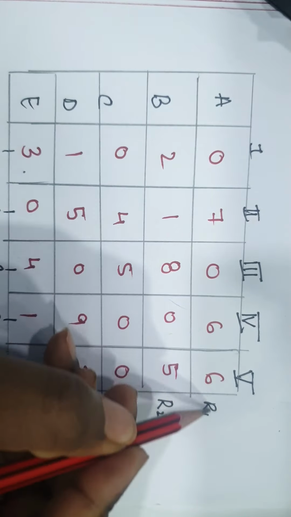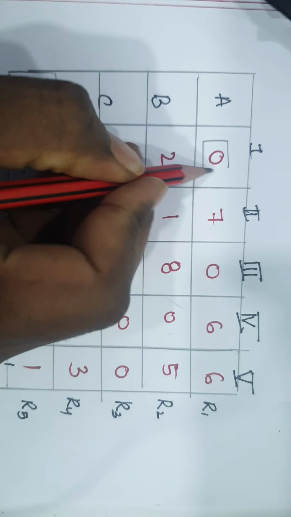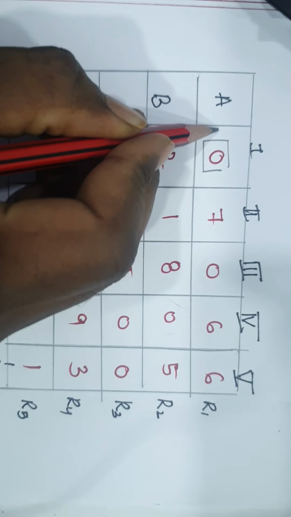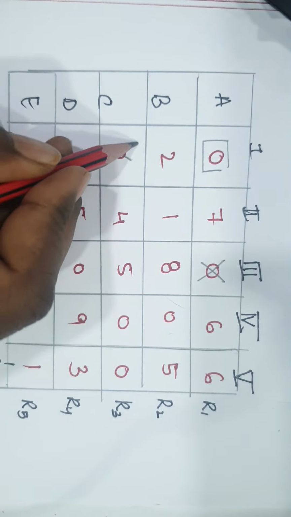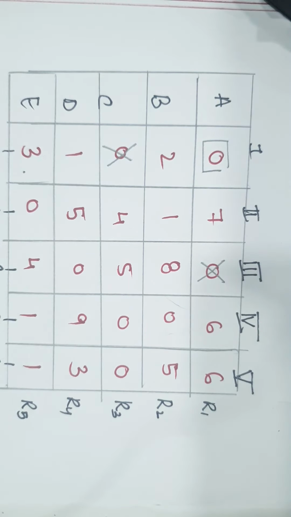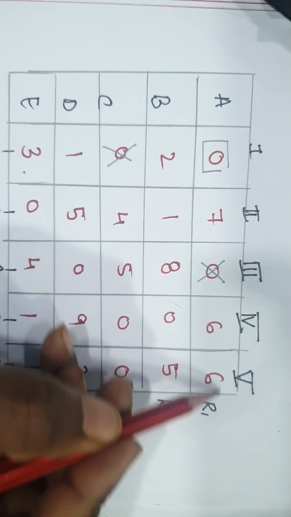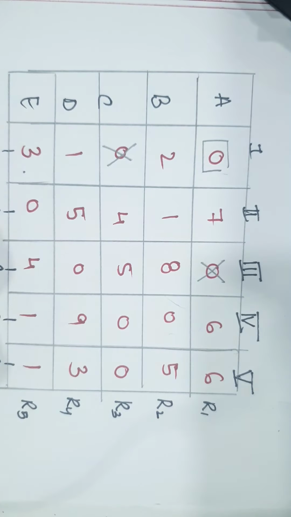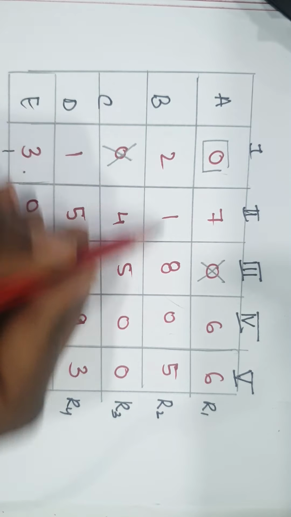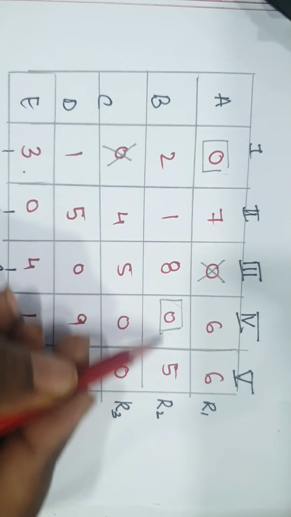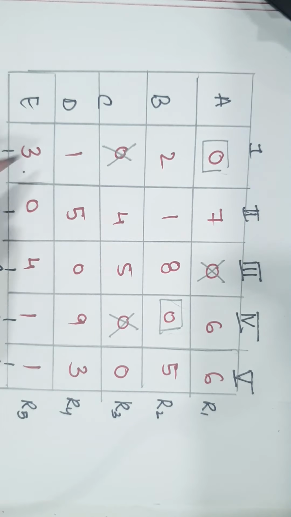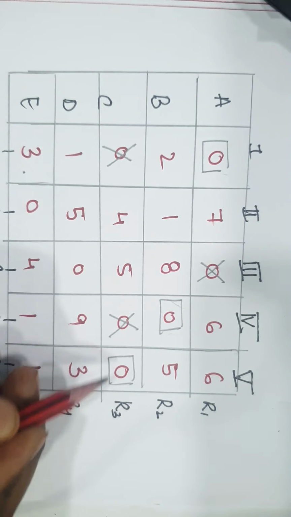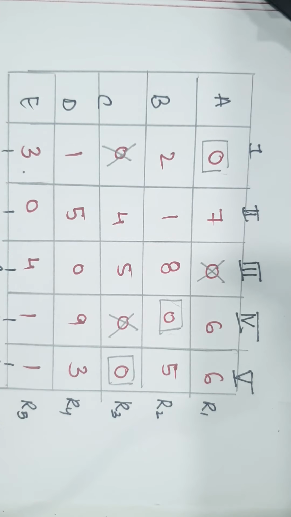See here, in the first row you got the 0. So here what you have to do? Assign it, and in that row or in that column if you find any 0 you have to cancel. Now the second one you assign here. In that row or column if you find any 0 you have to cancel. Now the third you assign here, and cancel any 0 in that row or column.